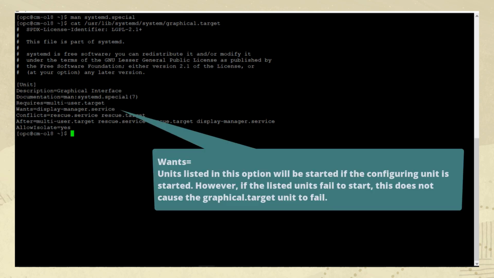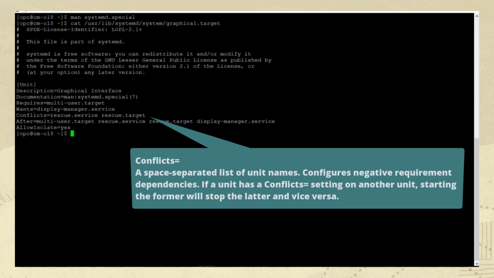The Wants= option lists other units that get activated if they can be activated when this graphical.target unit gets activated. In this example, if the display-manager.service fails to start, this does not cause activation of the graphical.target unit to fail. The Conflicts= option lists negative requirement dependencies. For example, starting the graphical.target unit will stop the rescue units and vice versa.